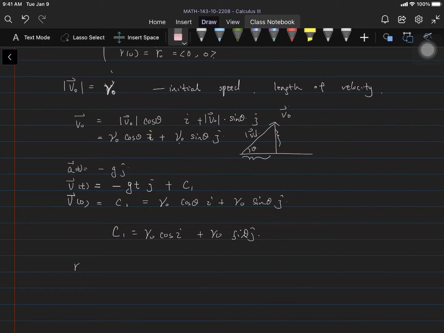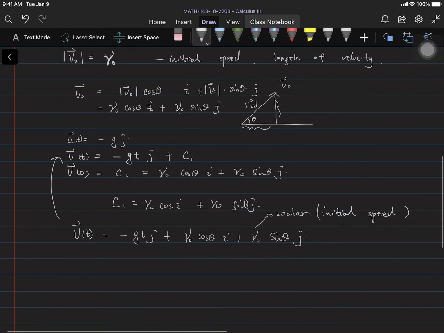Okay, and now let's plug this into our velocity function. Velocity v(t) now becomes negative g t j plus c1, turning c1 into v0 cosine theta i plus v0 sine theta j. And be careful, this v0 is a scalar, the magnitude of the initial velocity, the initial speed.